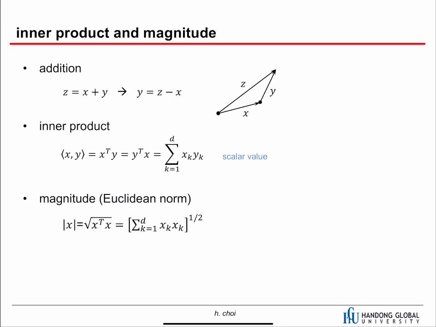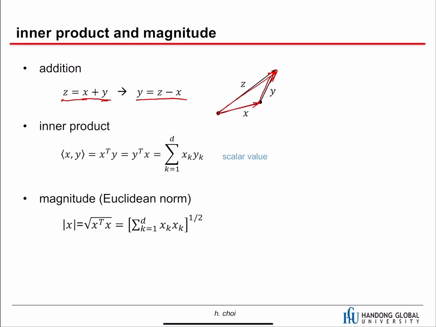Next, inner product and magnitude. When we have vectors, then we can add. So we have x and we have y, and we can add two vectors to get z. Look at this figure. This one is x, and we have y, then we can add to get z. So if z is x plus y, then y is z minus x.